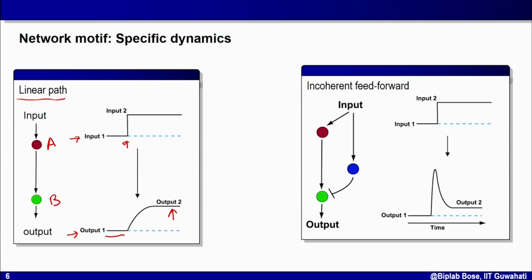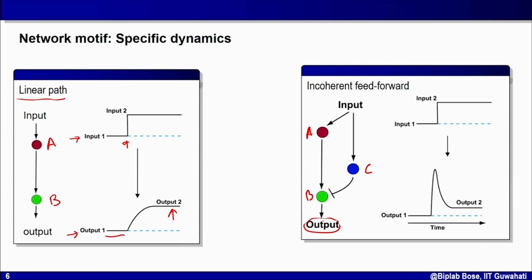Now let us look into the dynamic property that an incoherent feed-forward will have. That doesn't mean that all incoherent feed-forwards will have the type of dynamics that I will show here, but under certain constraints, it can have this type of behavior that I will discuss. So let us look into incoherent feed-forward. I have an input which activates A, that activates B. The same input activates C also. This is the feed-forward path, but C inhibits B, and I get an output.